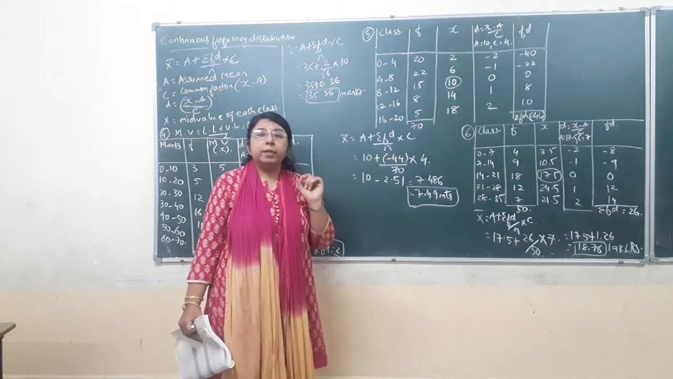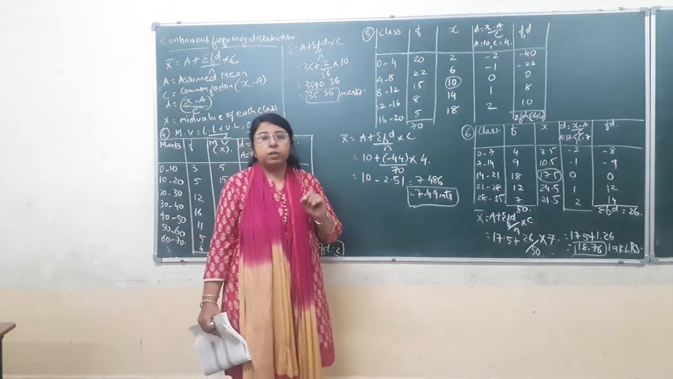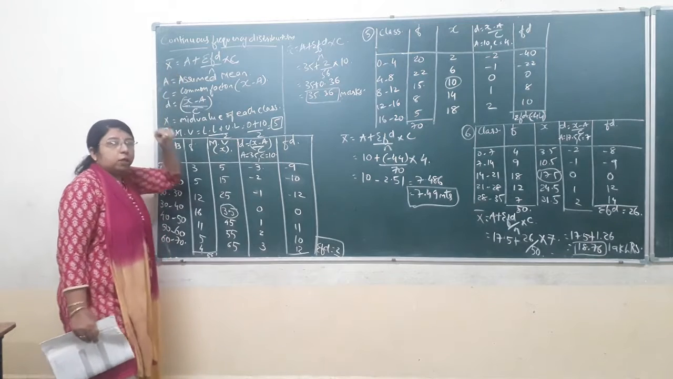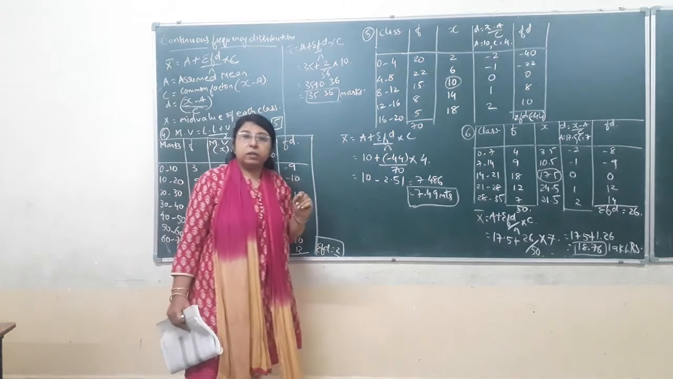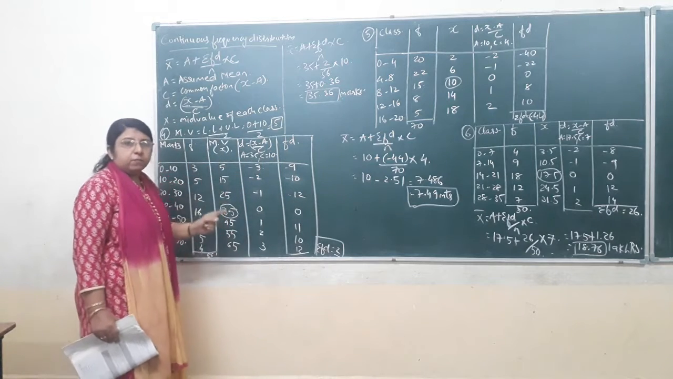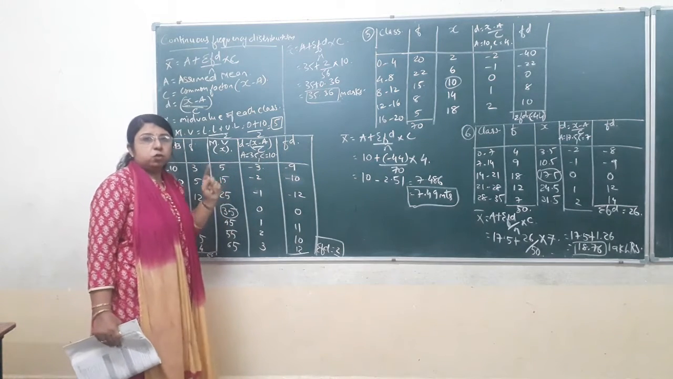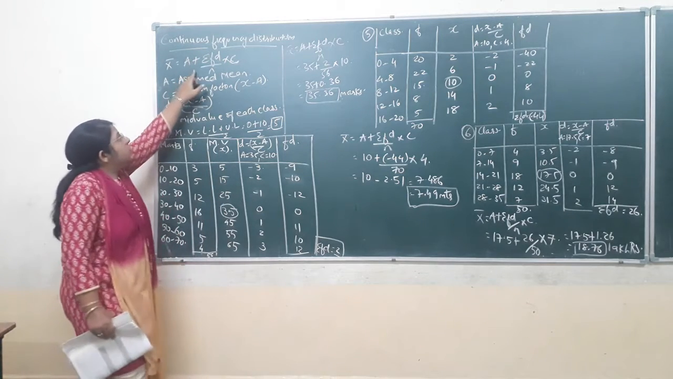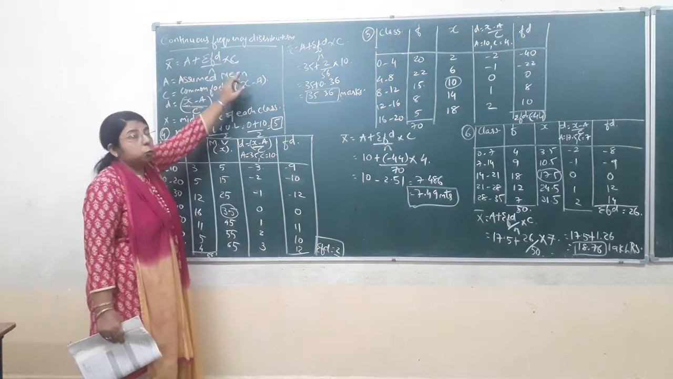Now how to find the mean in case of continuous frequency distribution? The formula remains the same. As you can see, in the shortcut method of grouped data, that is discrete frequency distribution, the same formula was applied. In the same way, in case of continuous frequency distribution also the same formula is to be applied. That is A plus sigma Fd upon n into C.